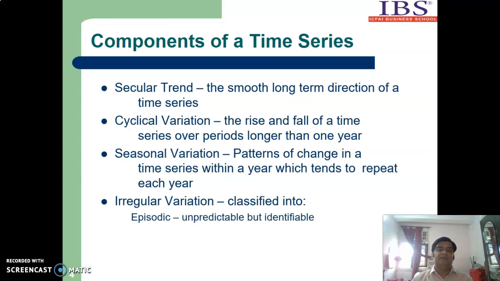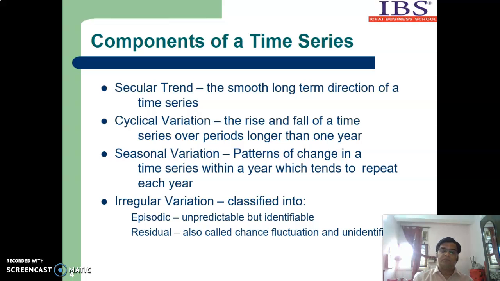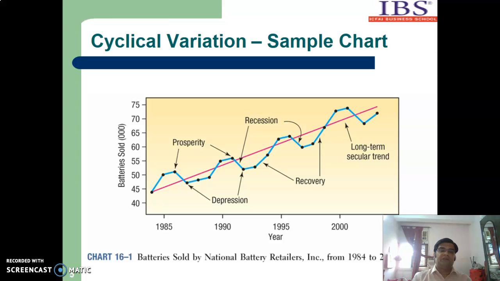And finally, the irregular variation. Irregular variation is a type of component which is uncertain. Suppose there is an earthquake and there is a loss. Suppose there is some other phenomena. So lockout, strike, all these phenomena lead to irregular variation. So in a nutshell, we can summarize that there are four types of components: trend, cyclical variation, seasonal variation, and irregular variation.